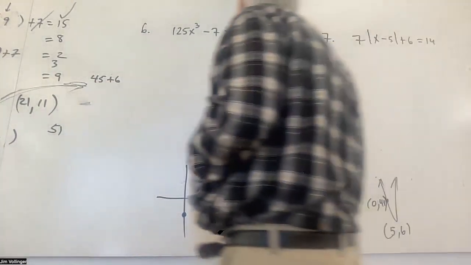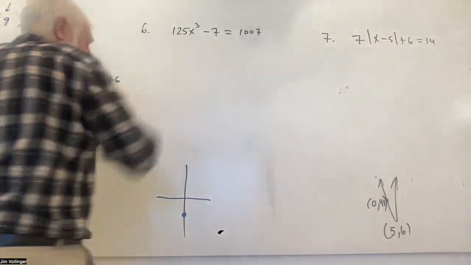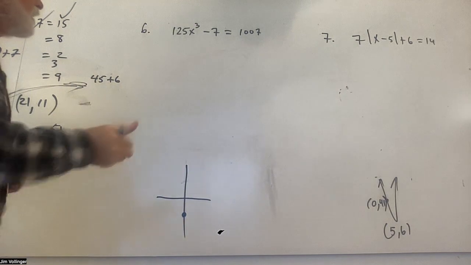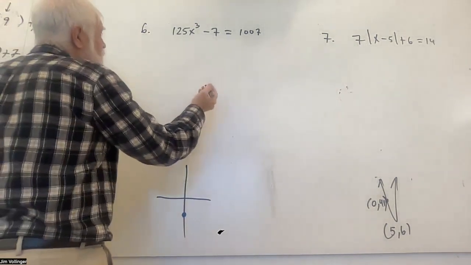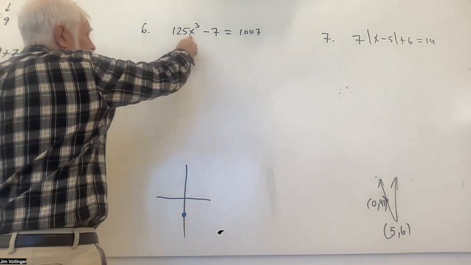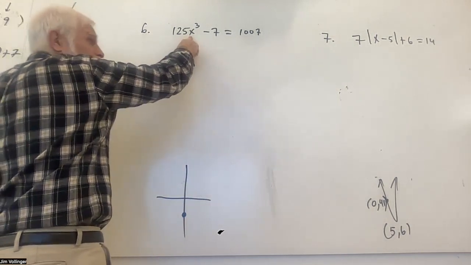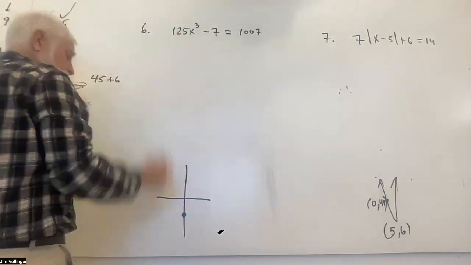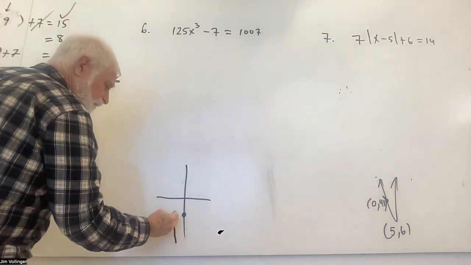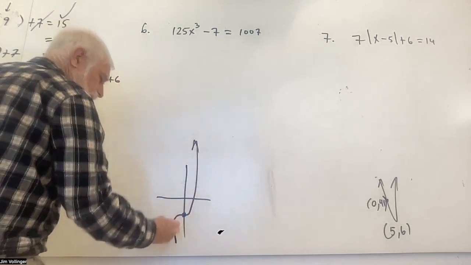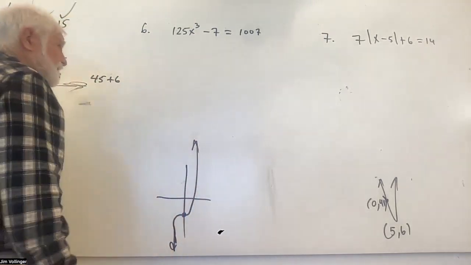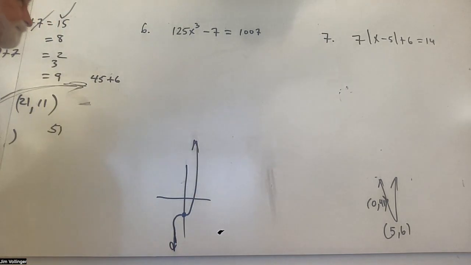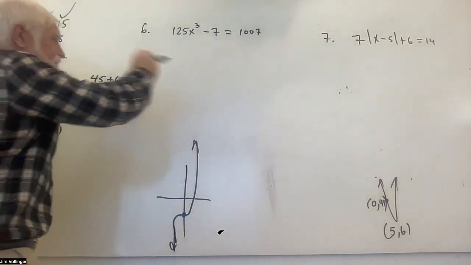125x cubed minus 7. We haven't had much experience graphing cubics. That'll come in the next algebra class. But we have looked at the geometry of change a little bit. And cubics are changing, but when there's no box, it's not changing much. Okay, so it actually has a point of inflection here. And that's what that graph is going to look like. And it's going up with a number like that pretty quickly.